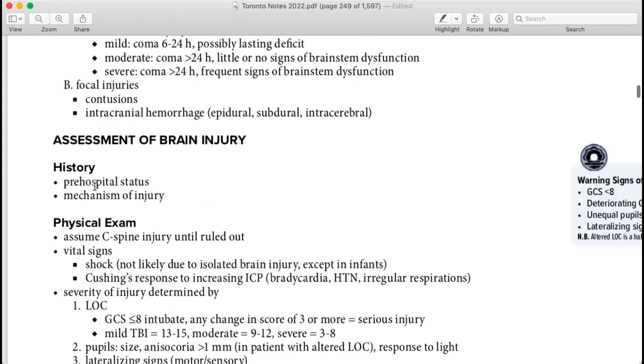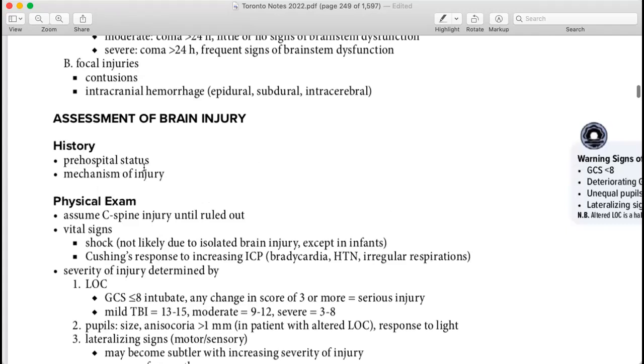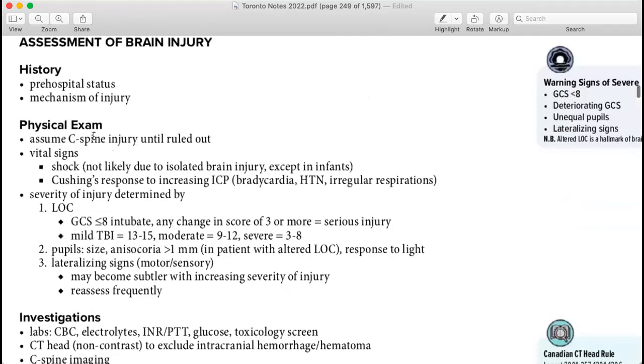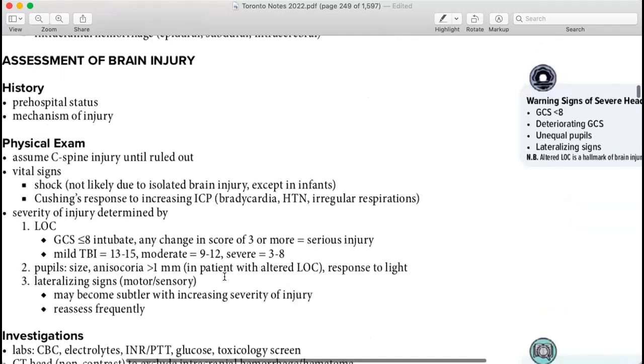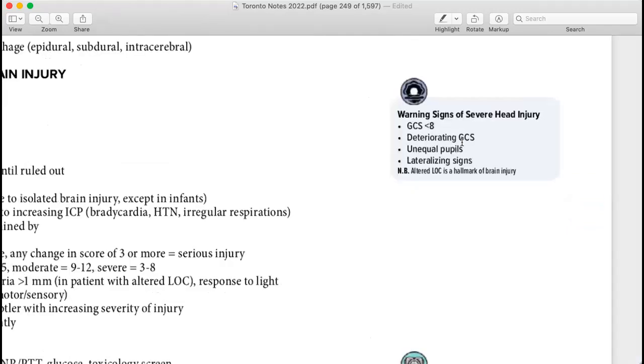Assessment of the brain injury includes pre-hospital status and mechanism of injury. Regarding mechanism, you start with the assumption of C-spine injury and rule it out first, then shock, Cushing syndrome, loss of consciousness, pupil size. Lateralizing signs may be subtler with increased severity of injury. So you start with GCS less than 8, deteriorating GCS, unequal pupils, lateralizing signs.